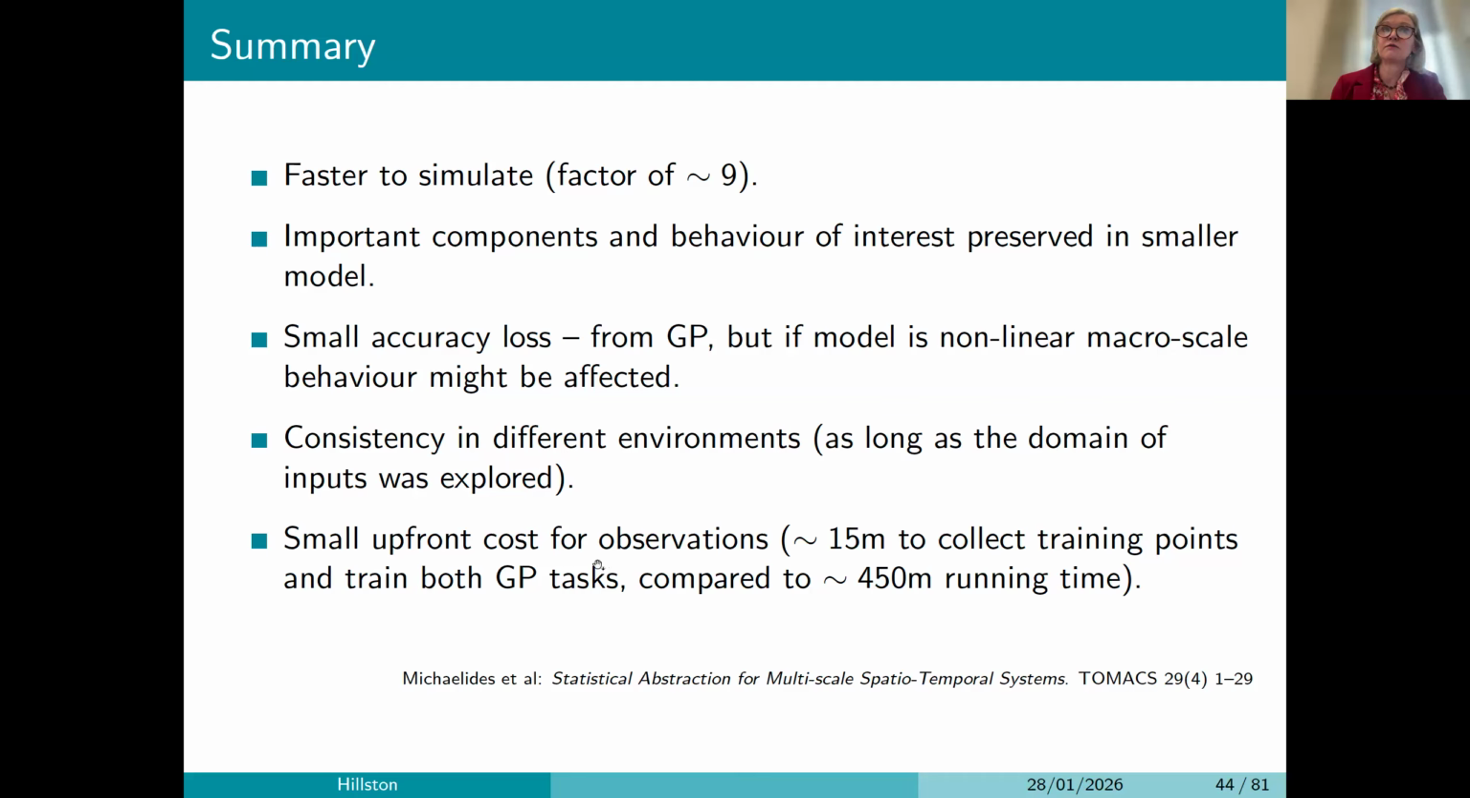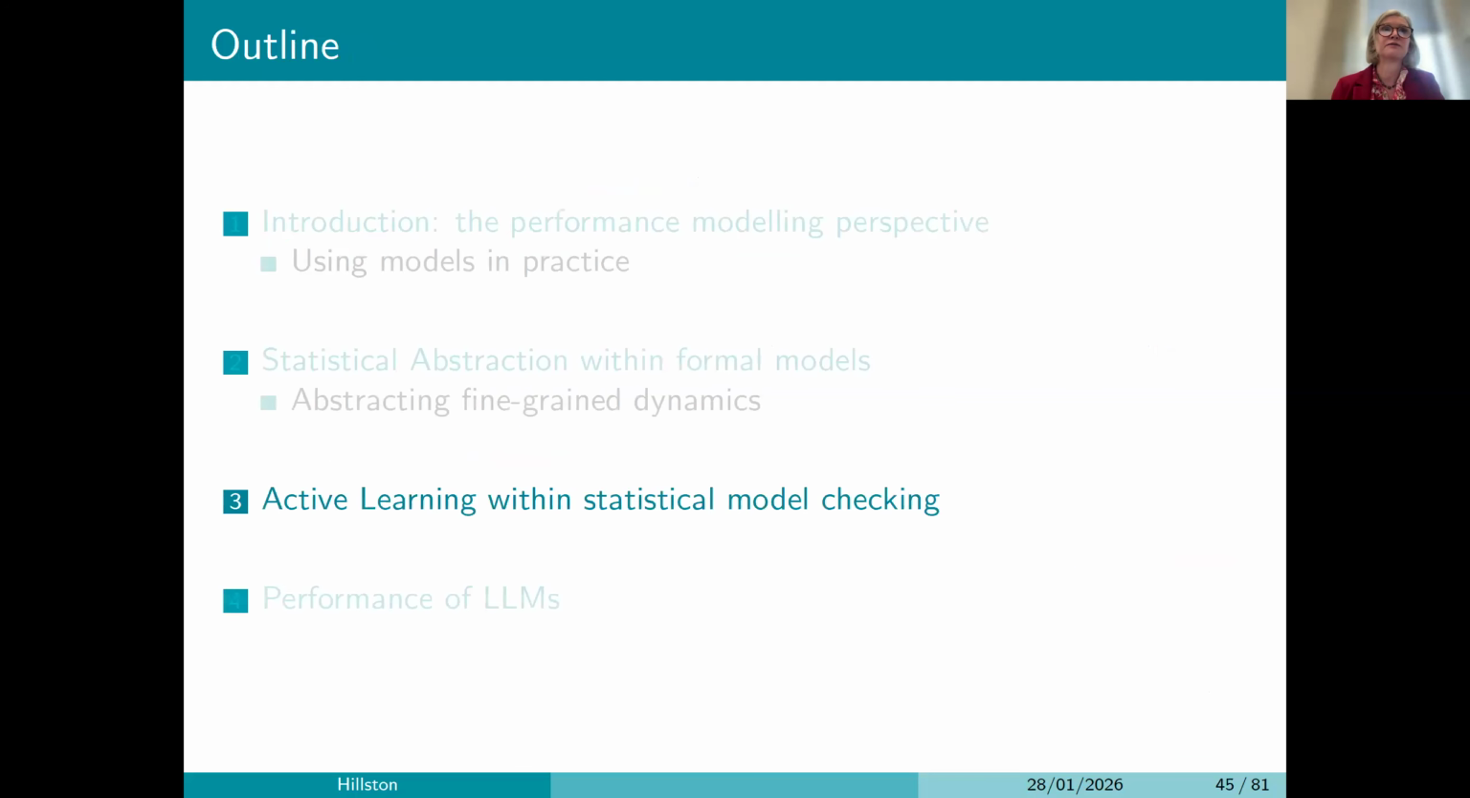And there is that small upfront cost of running the simulations to generate the training points, which in our case was 15 minutes, compared with running the whole thing with the full complement population CTMC, which was 450 minutes. So really a very long running simulation, which we can reduce substantially. That appeared in the journal TOMACS probably about 5 years ago.